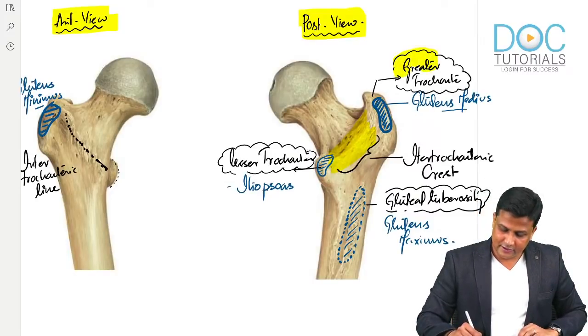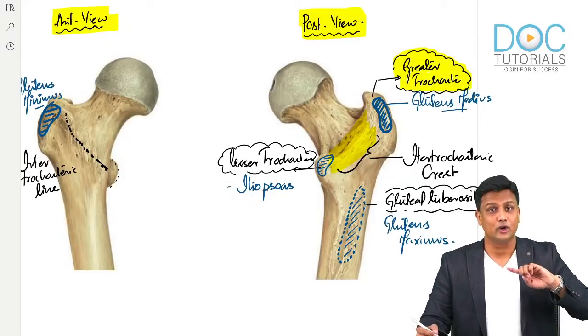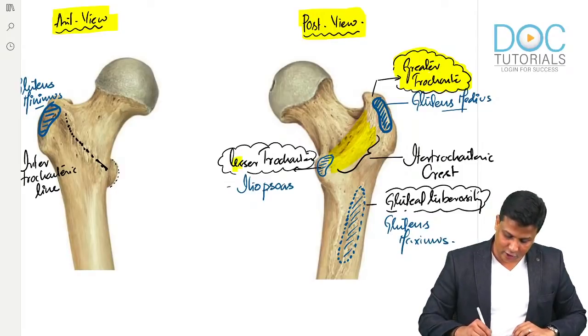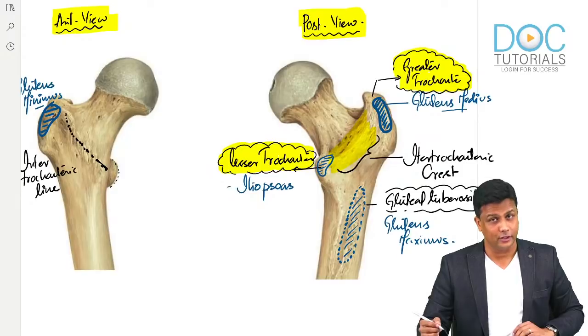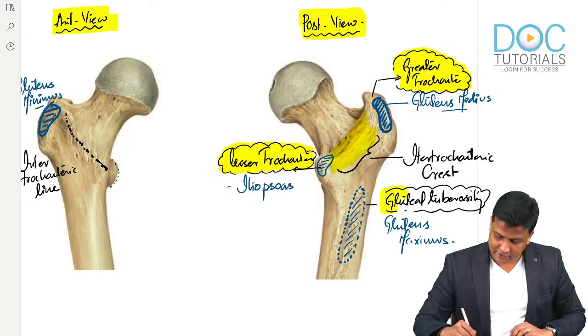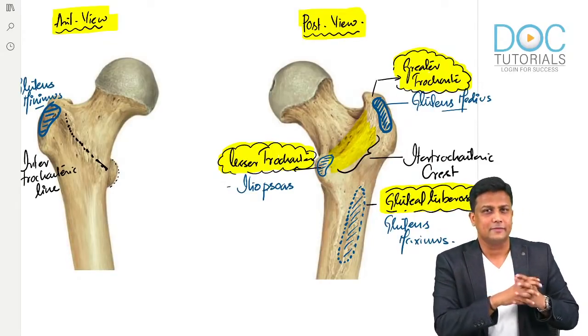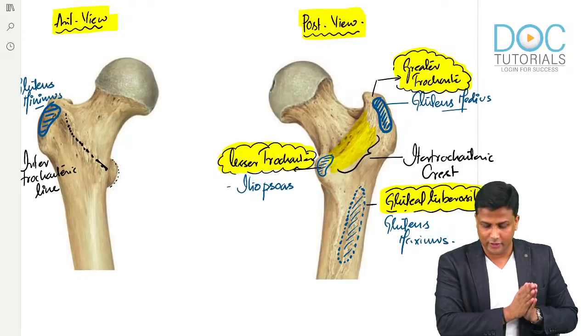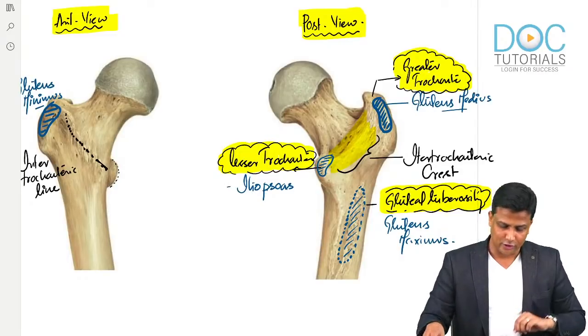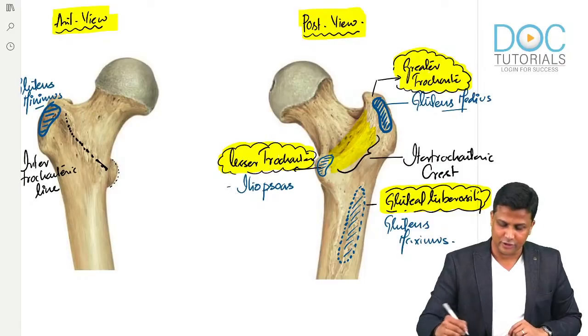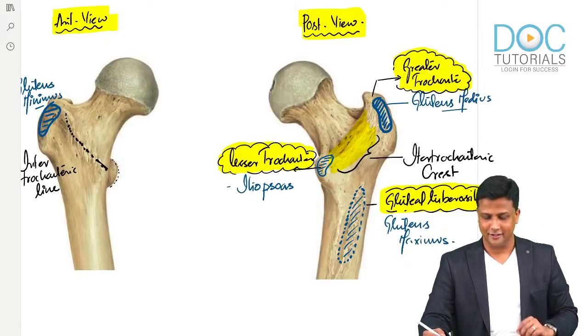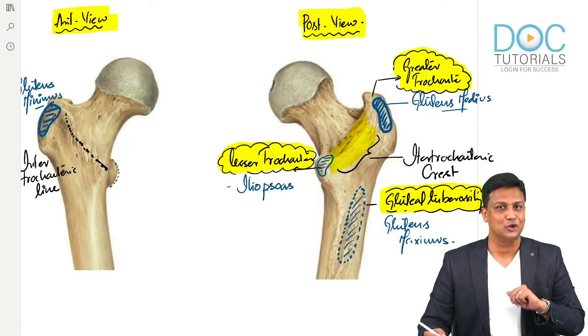Gluteus medius and gluteus minimus will be inserted onto the greater trochanter, whereas the iliopsoas, the iliacus and the psoas major, will be inserted onto the lesser trochanter of the femur. Some of the fibers of the gluteus maximus are inserted onto the gluteal tuberosity, and some other fibers will also be inserted onto the iliotibial tract. So one question from NEET PG, one from FMG, one from INICET. Whatever it is, we are done with the insertion of all these muscles.